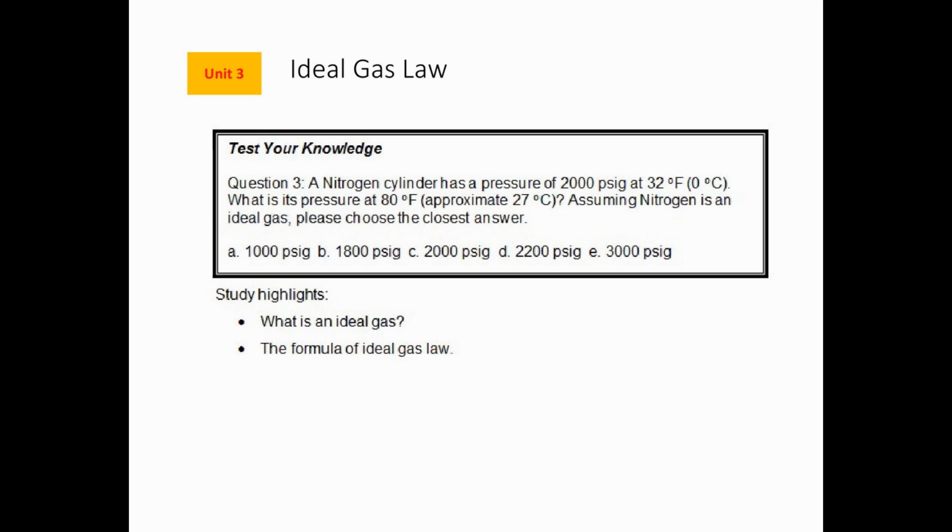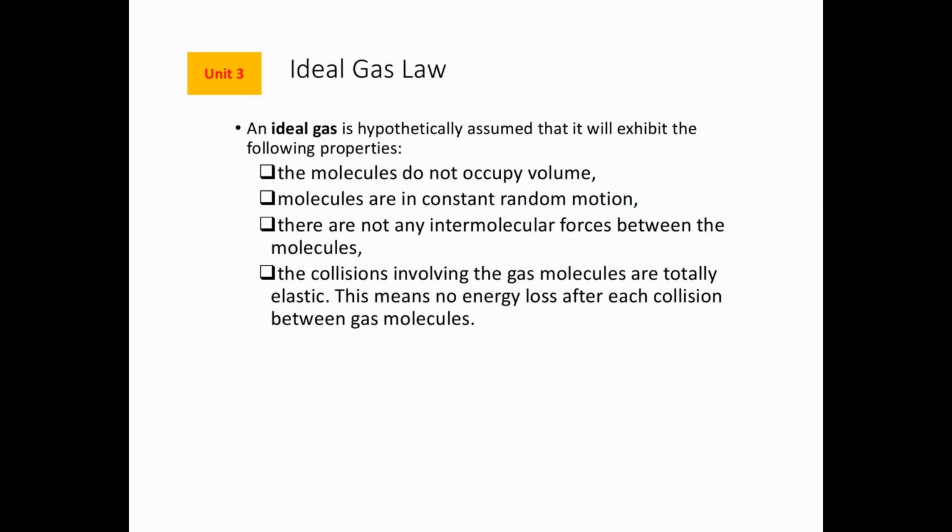Then we will look at how to calculate this. What is an ideal gas? So there are some assumptions. When the scientists derived this ideal gas law, an ideal gas is hypothetically assumed to exhibit the following 4 properties. The first one is molecules do not occupy volume, so they are small. The smaller molecules should exhibit more ideal gas behavior in this assumption. Big molecules won't be an ideal gas.